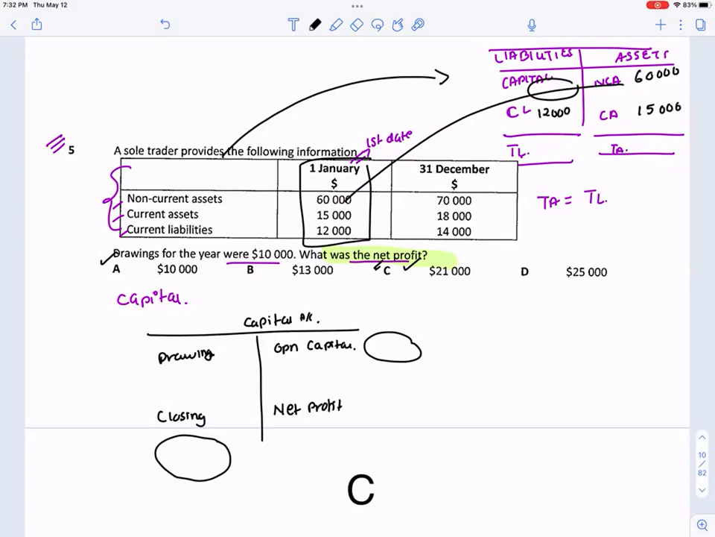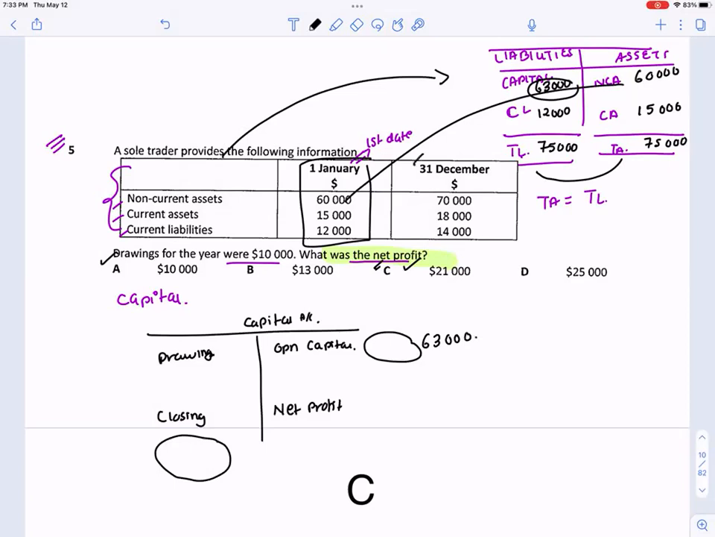What is total assets on the first date? 75,000. What is the capital on the first date? Total assets is always equal to total liabilities. So what is the capital on the first date? 63,000.